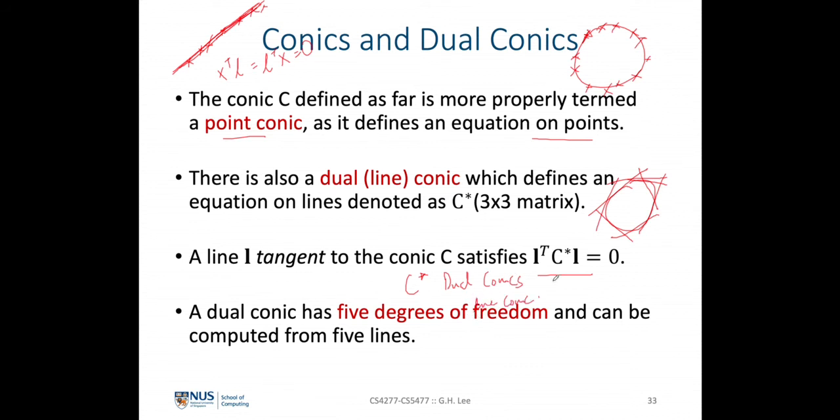So the analogy would be our point conic, which is the equation that we saw earlier, x transpose C x equals 0. This means that the point x lies on the conic C, and in this case here, it means that the lines lie on the conic C star. Here we have C, and we have all the points x. And here, for the dual conic, we have all the lines denoted as l. And a dual conic also has 5 degrees of freedom. What this means is that the conic can also be computed from 5 unique lines that define the conic.